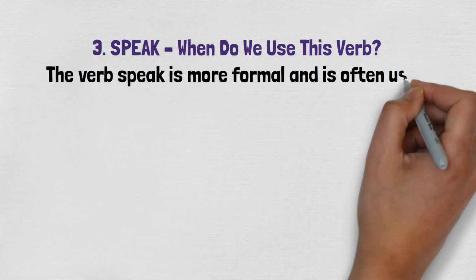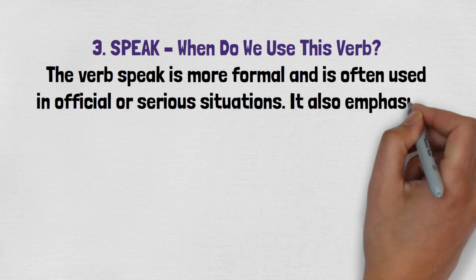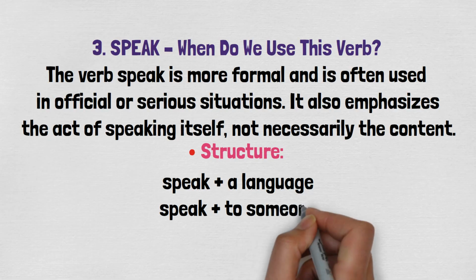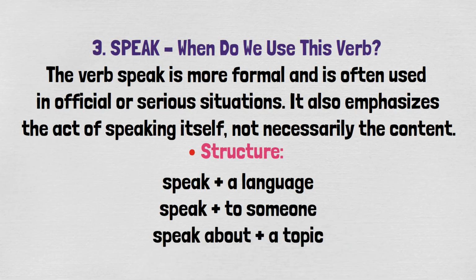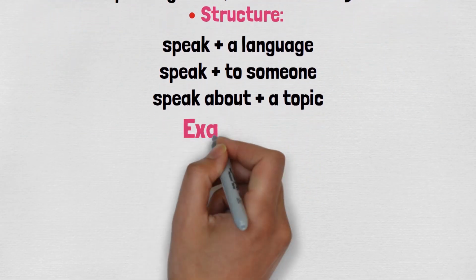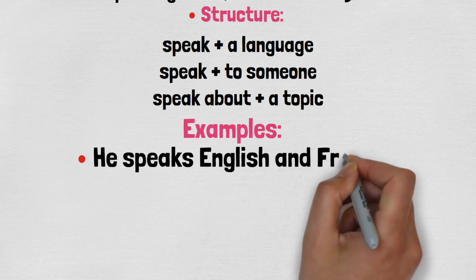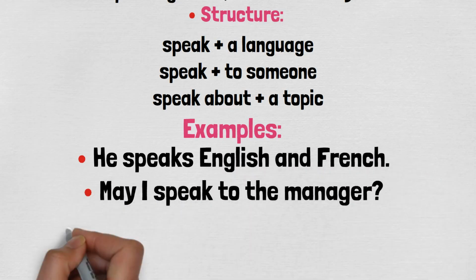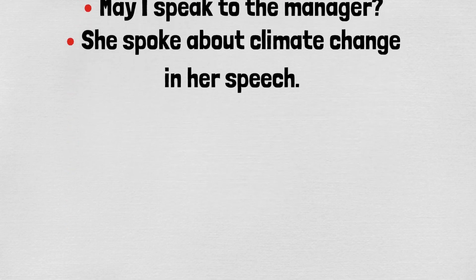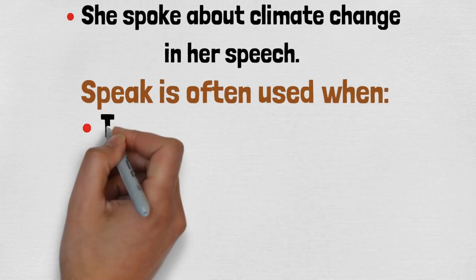3. Speak. When do we use this verb? The verb speak is more formal and is often used in official or serious situations. It also emphasizes the act of speaking itself, not necessarily the content. Structure: speak plus a language. Speak plus to someone. Speak about plus a topic. Examples: he speaks English and French. May I speak to the manager? She spoke about climate change in her speech.